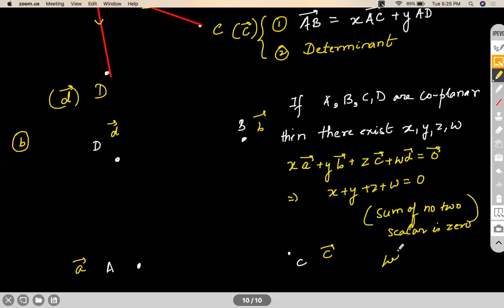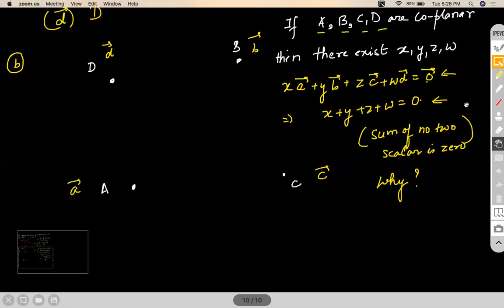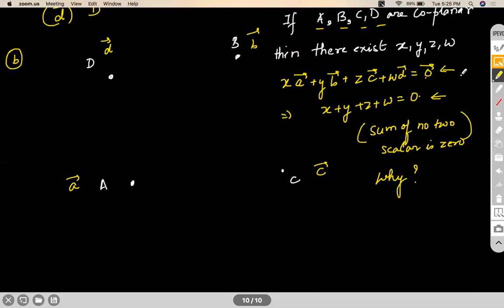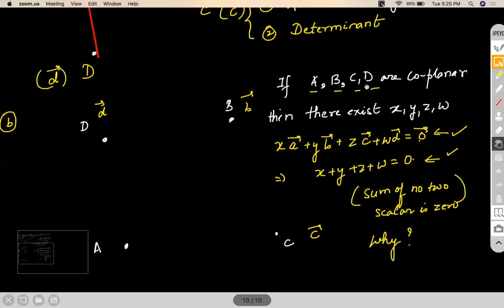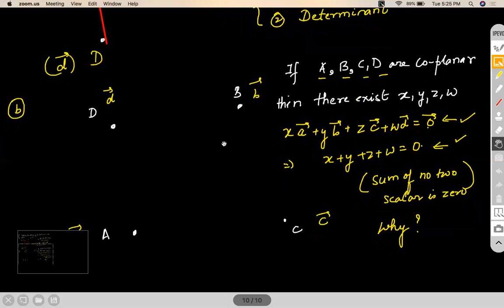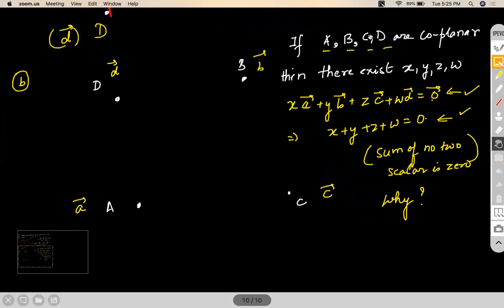Can you tell me why? I was about to prove that, but I thought I would ask you to think about it. Why would this mean this, or why would the combination of these two prove that A, B, C, D are coplanar? Let's say this is true and this is true, subject to the fact that the sum of no 2 is 0, and there's a reason for this also. Then why would A, B, C, D be coplanar points? Can somebody give me a justification?